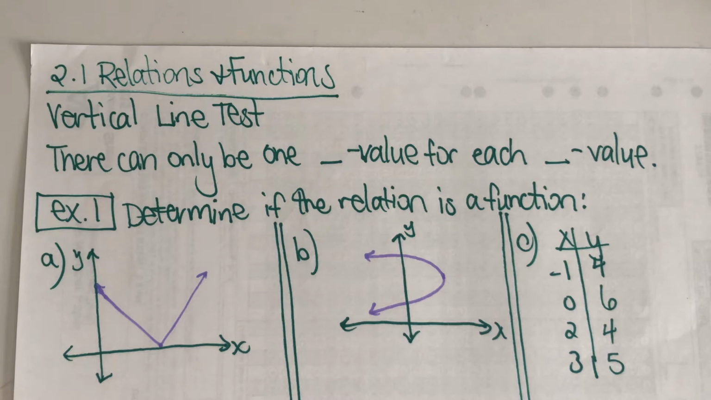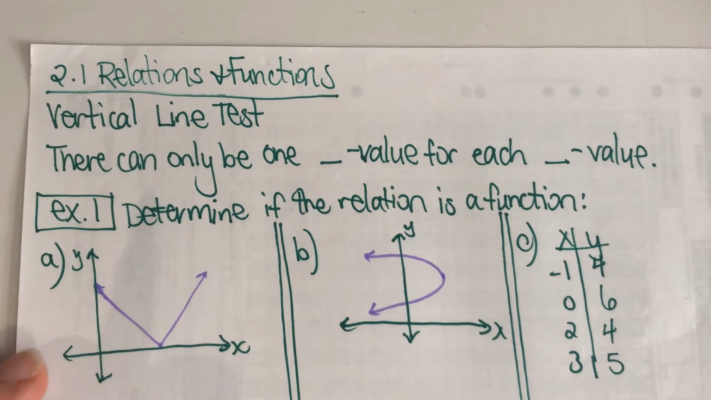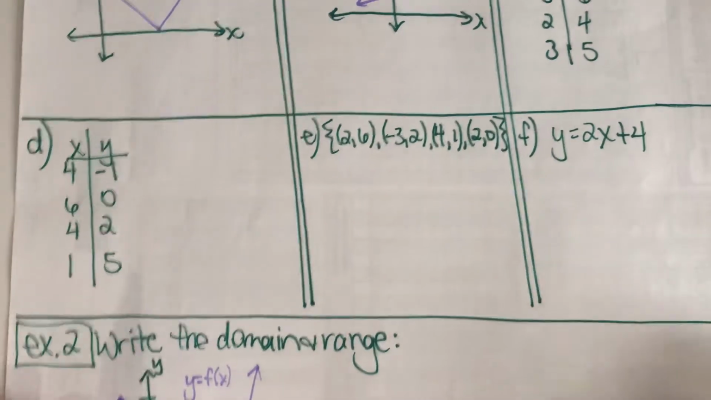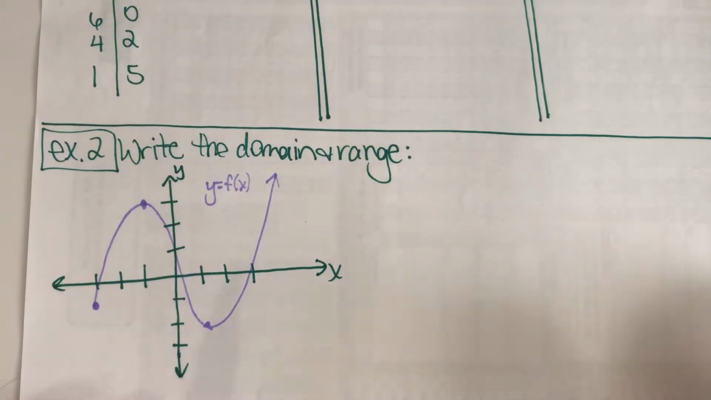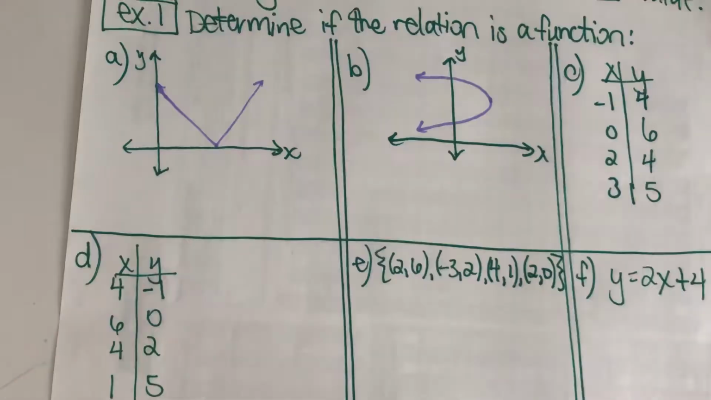All right, relations and functions. With regard to relations, we're going to talk about the vertical line test and we're going to fill some stuff in here. Before I move any further, I want you to pause me and write all this stuff down. And then pause me again, write all this stuff down. And then pause me again and write all that stuff down. Okay, let's go back here.